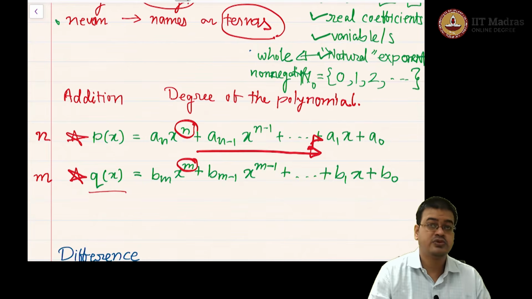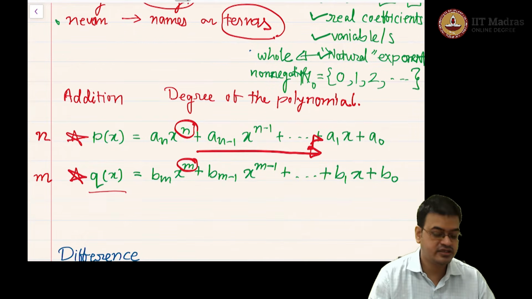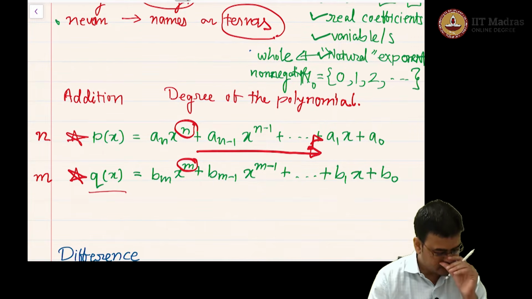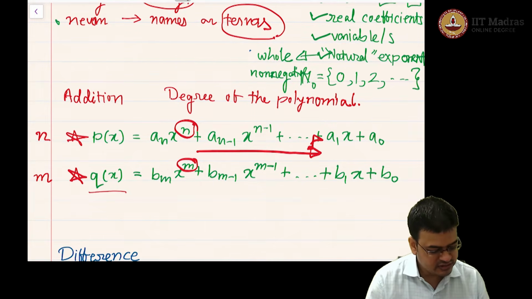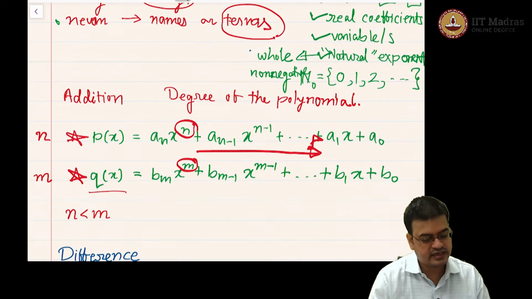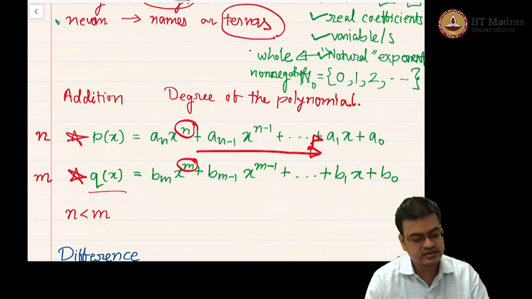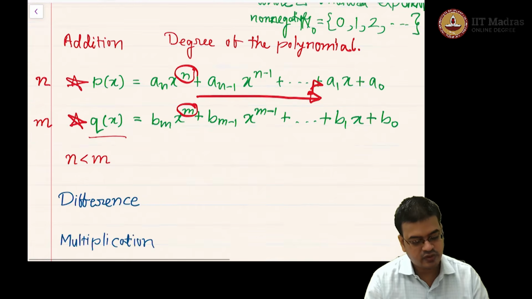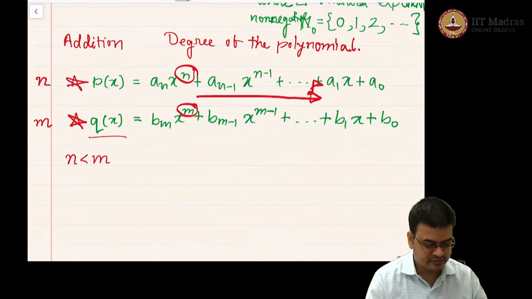As these two are positive integers or non-negative integers, even if it's a constant polynomial, there must be an order relation between them. So without loss of generality, or for the sake of computation, assume n is less than m. In that case, the question is, how will you add these two polynomials?